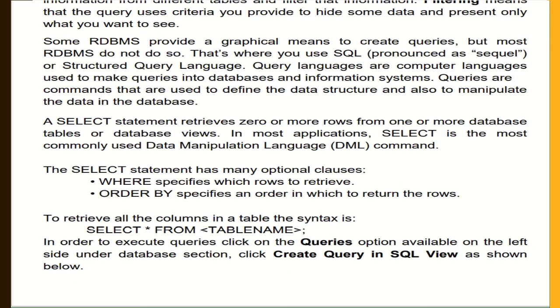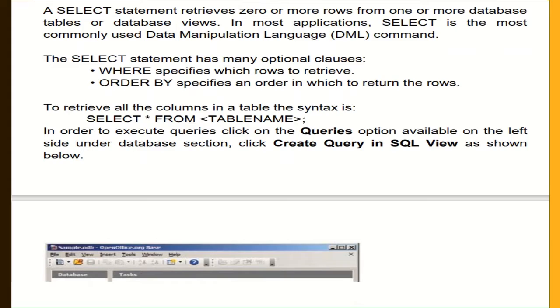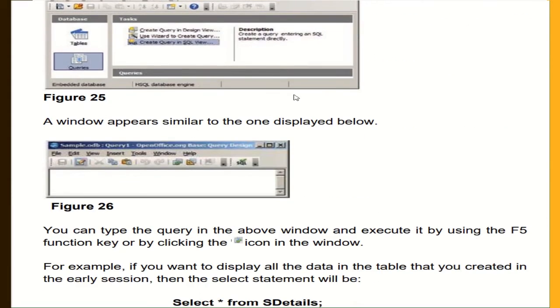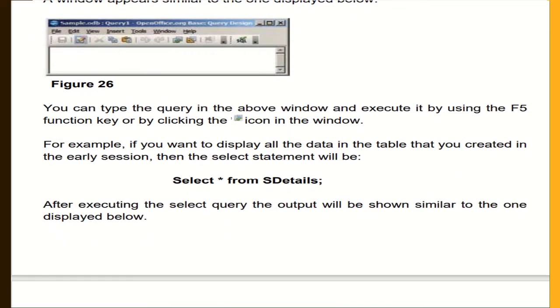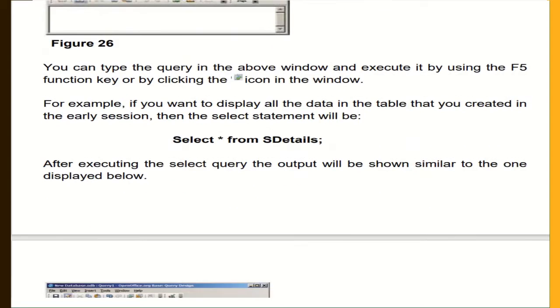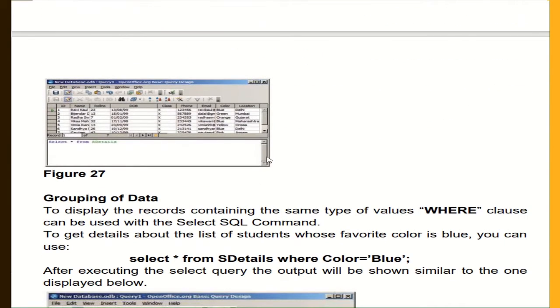Okay, now see here, some of the images are being displayed like this. The window is displayed when you are using it, so you can type the query in the above window and execute it by using the F5 function key, or by clicking the particular icon displayed in the window. Okay, for example, select asterisk from sdetail. So after executing the select query, you will get the output in this form.